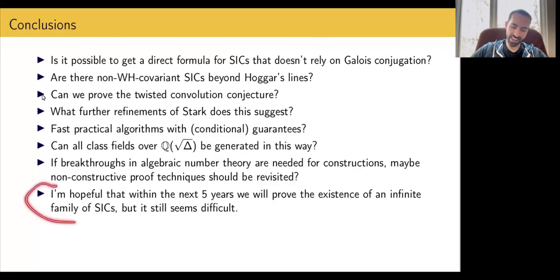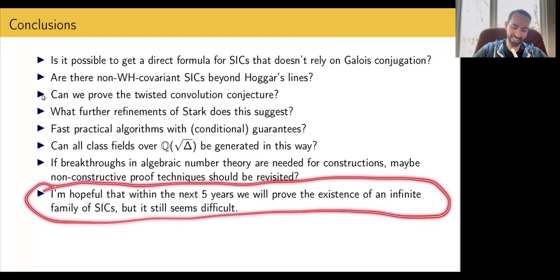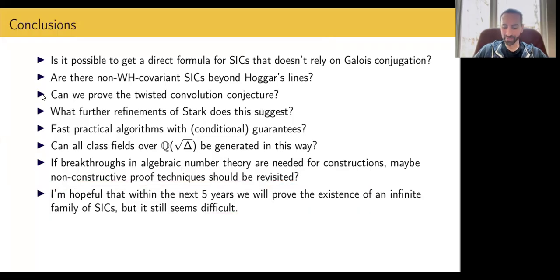I put this up on a slide that I gave like 5 years ago, that in the next 5 years I'm hopeful we will prove the existence of an infinite family of SICs. I was wrong, because the clock just ran out on my original 5-year prediction. I guess I'm hopeful, not so much because I think that we'll prove Stark or twisted convolution even, but because if we don't have hope, then what do we have? So I'd like to believe that we'll find an infinite family of SICs sometime in the next 5 years. So thank you for your attention.